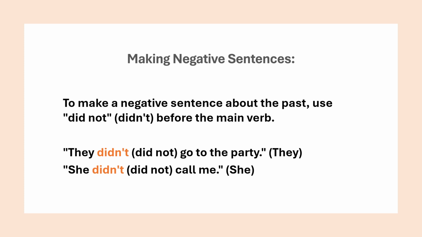Making negative sentences. To make a negative sentence about the past, use did not before the main verb. They did not go to the party. She did not call me.